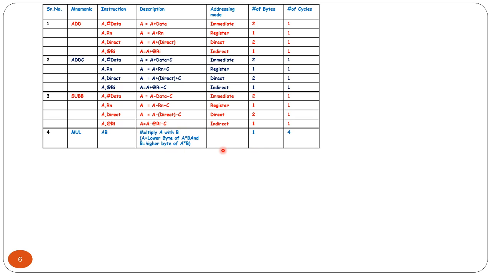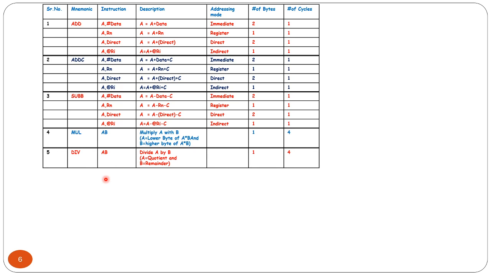It is register addressing, again 1 byte is required to store this instruction, but the number of machine cycles required to execute it is 4. Division instruction, divide A by B, the content of A register divided by the content of B. So divide A by B. After division, A has the quotient value and B register has the remainder value. So like this the instruction gets executed, 1 byte instruction, and machine cycles required is again 4.